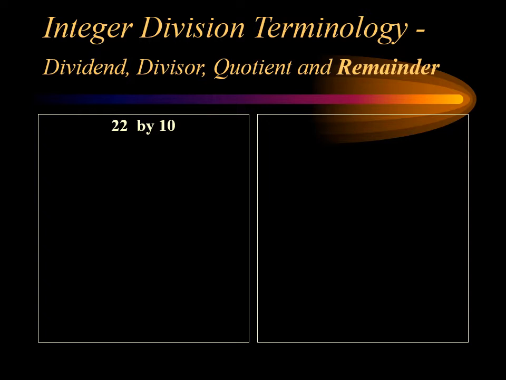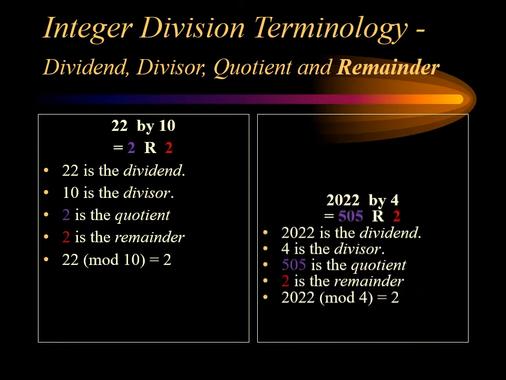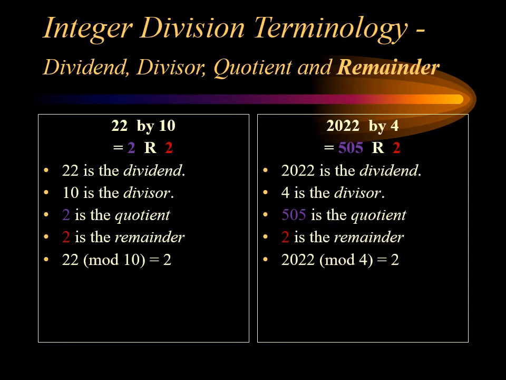Now, take a look at how this number system works in the real world. The original base 22, if you divide it by 10, the quotient is 2 and the remainder is 2. You express this as 22 mod 10 equals 2. Similarly, for 2022 divided by 4, 2022 is the dividend, 4 is the divisor, 505 is the quotient, and 2 is the remainder. So 2022 mod 4 equals 2.